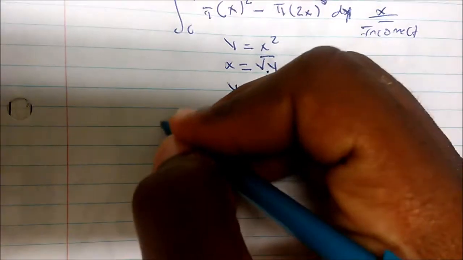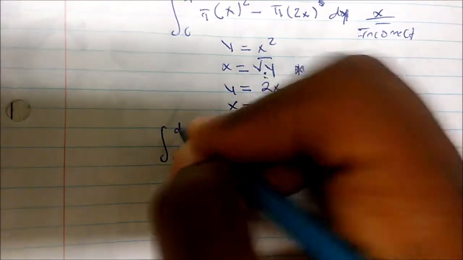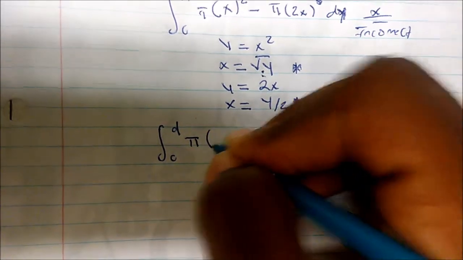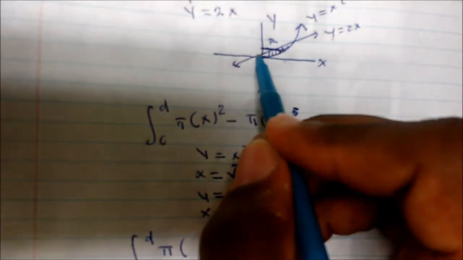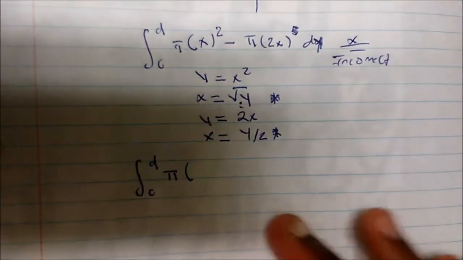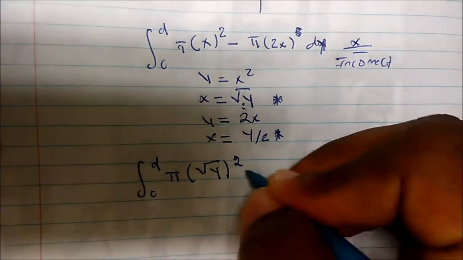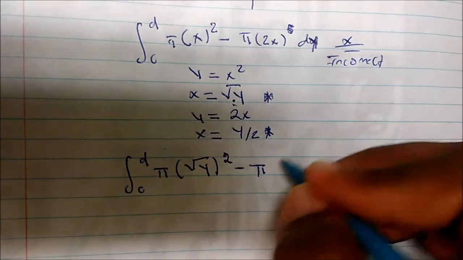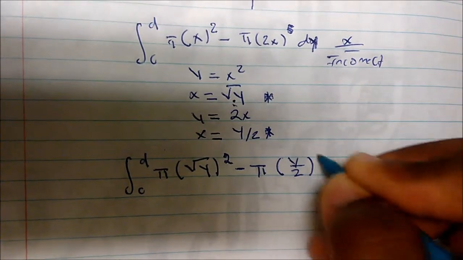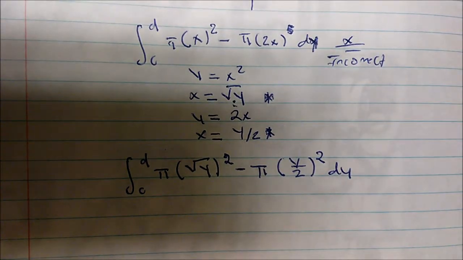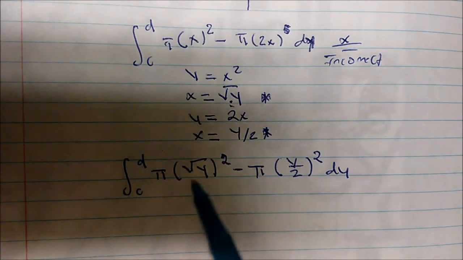So the integral is given from c to d. Remember we said it's pi times the radius, which is the upper function. Because I'm walking with respect to y, you can imagine if I turn the page this way, my upper function is y is equal to x squared, so x is equal to the square root of y. My upper function is the square root of y, and we're going to square that. This is minus pi times the lower function, which happens to be y divided by 2, and we square that and integrate with respect to y. So this is the correct formula.